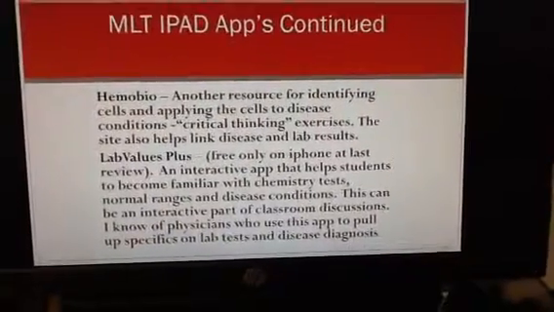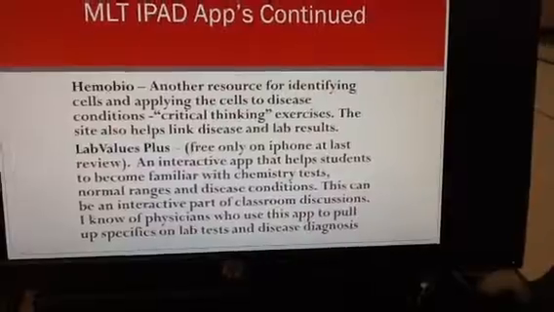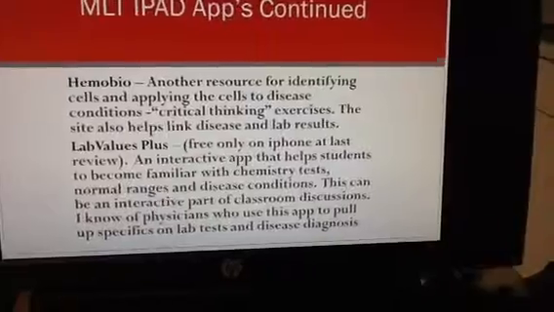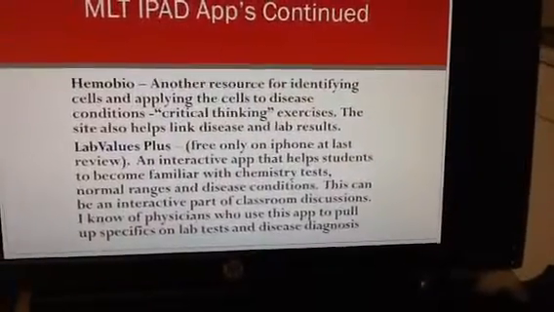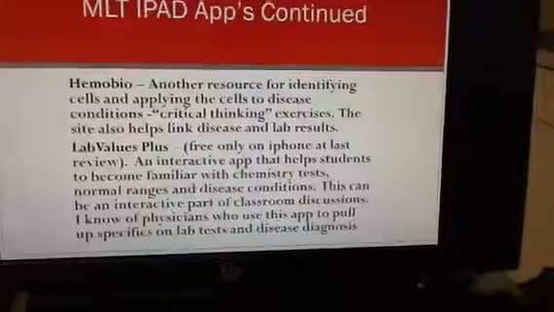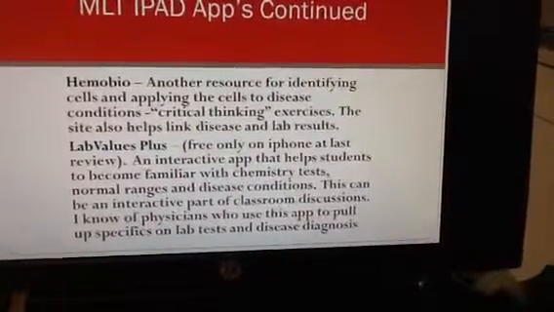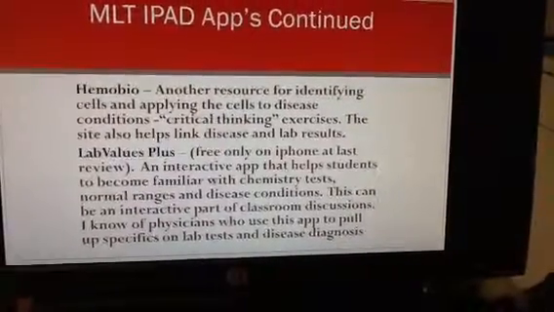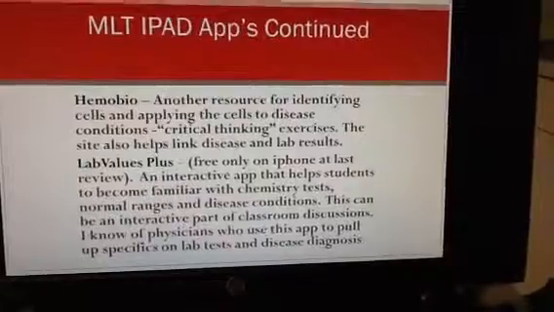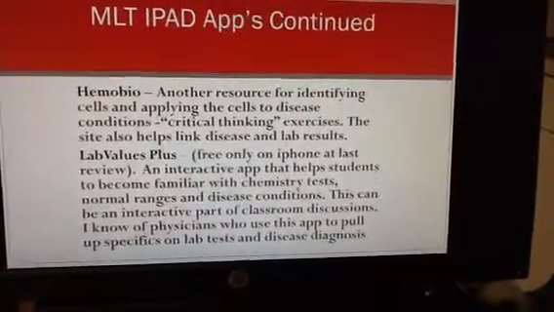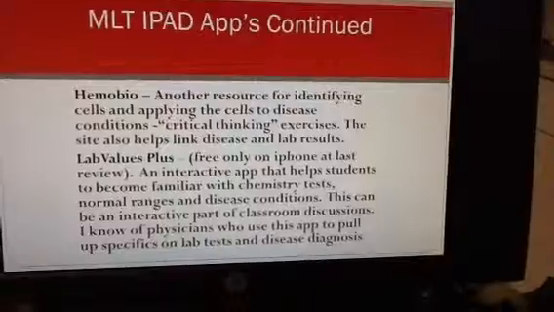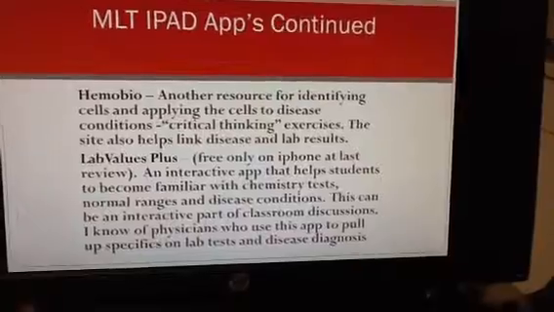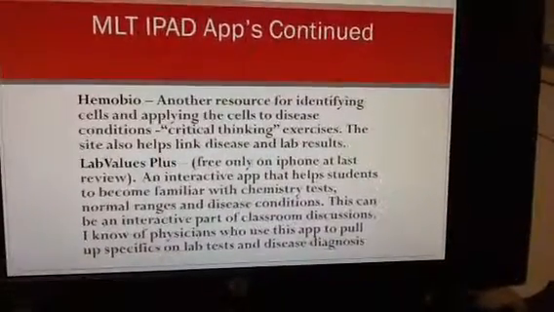Another app that we used, HemoBio, was a resource for identifying cells. This went to an additional level where they applied disease conditions to specific abnormal cells. So this was like the next level of thinking for the students in the hematology, or cell identification, laboratory. And that got us thinking about what we could do to provide additional information on exposure to actual lab results and interpretation of those results.